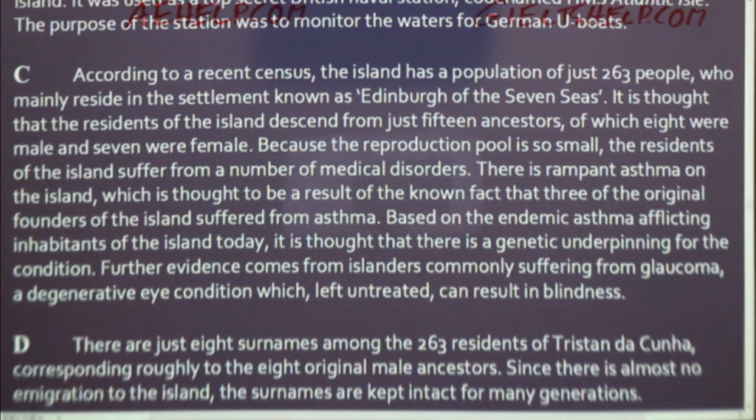According to a recent census, the island has a population of just 263 people who mainly reside in the settlement known as Edinburgh of the Seven Seas. It is thought that the residents of the island descend from just 15 ancestors, of which 8 were male and 7 were female. Because the reproduction pool is so small, the residents of the island suffer from a number of medical disorders. There's rampant asthma on the island, which is thought to be a result of the known fact that 3 of the original founders of the island suffered from asthma. Based on the endemic asthma afflicting inhabitants of the island today, it is thought that there is a genetic underpinning for the condition. Further evidence comes from islanders commonly suffering from glaucoma, a degenerative eye condition which, left untreated, can result in blindness.